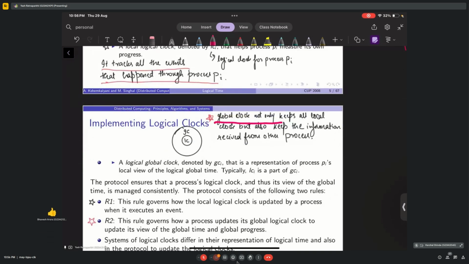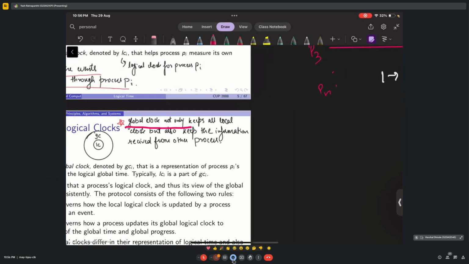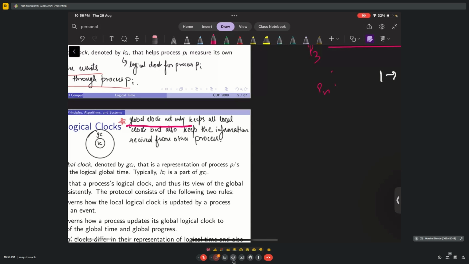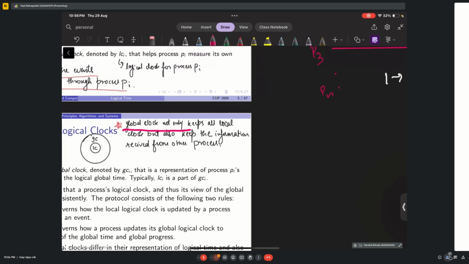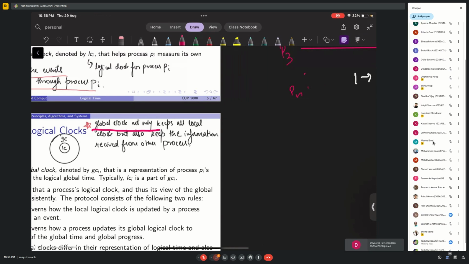Can we say that the global clock has all the details of all the local clocks? No, we cannot say this. Instead, what we will be saying is this, and I'll answer you in 2 minutes.